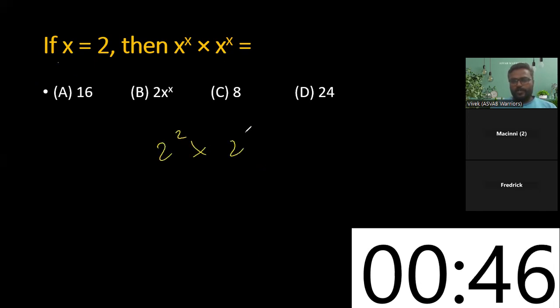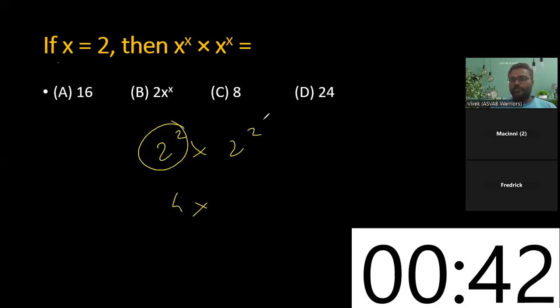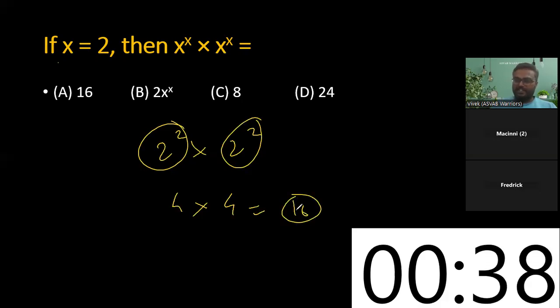2 to the power 2 times 2 to the power 2. To the power 2, 4. To the power 2, 4. What is 4 times 4? 16. That will be your answer.